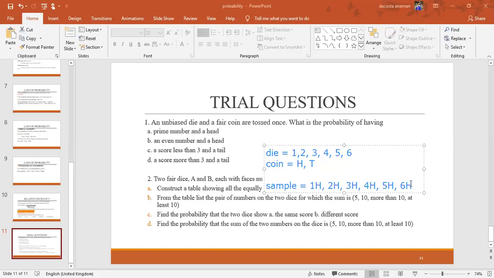So this is the sample that you can get when it is a die and only the head. And you can also get, if they are tossed once, a 1 and a tail. You can also get a 2 and a tail, a 3 and a tail, a 4 and a tail, 5 and a tail, and 6 and a tail. They are the sample points.